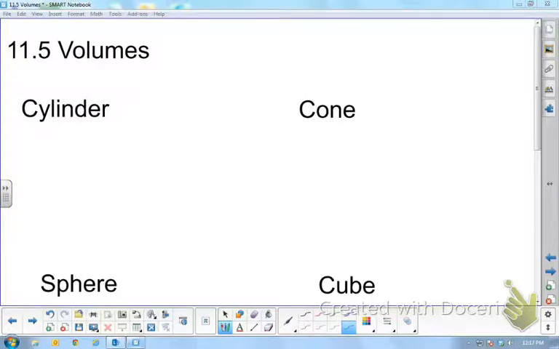Today we're going to talk about volumes of various shapes. Some of them are labeled up here already. We're going to talk about cylinders, cones, spheres, cubes, prisms, and pyramids. Obviously that's not every three-dimensional shape that we can have, but we're going to start with the basics, the basic three-dimensional shapes.